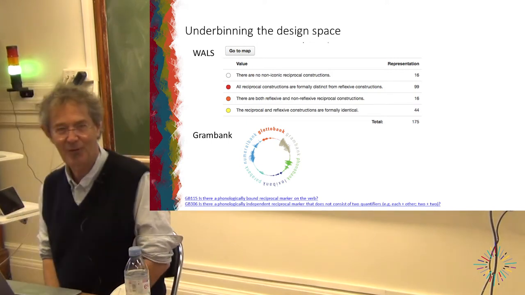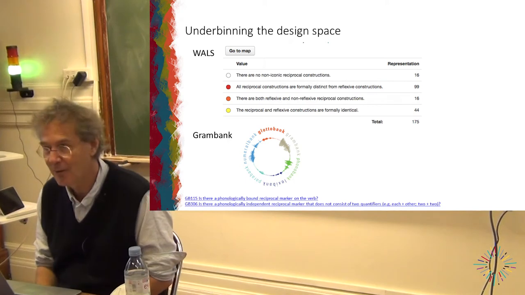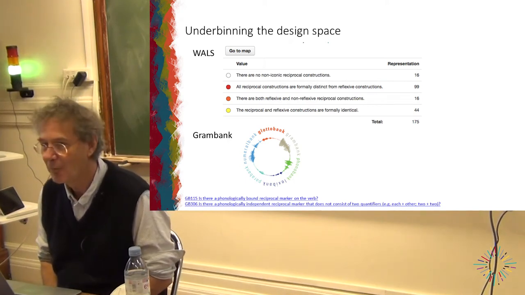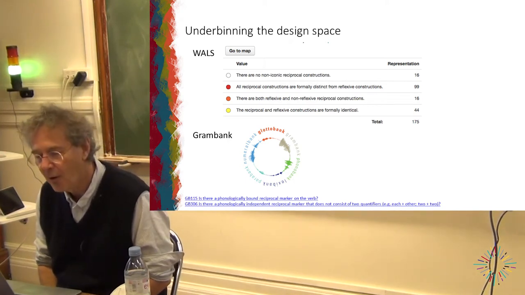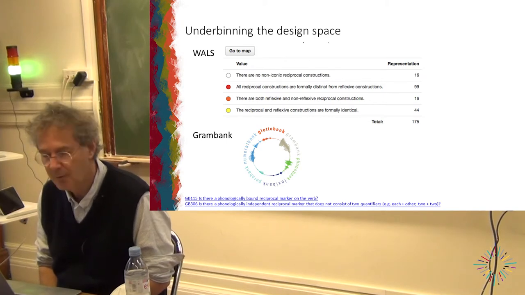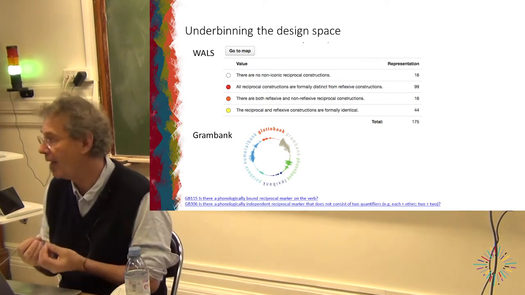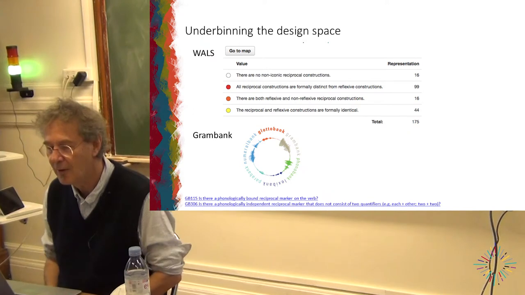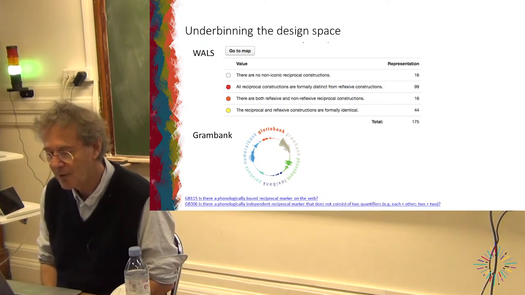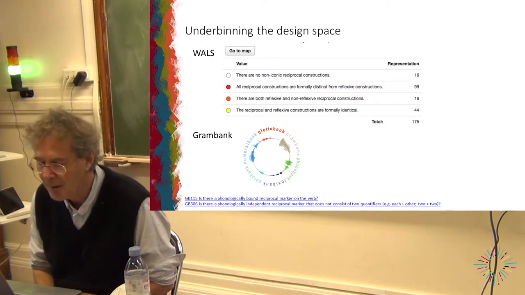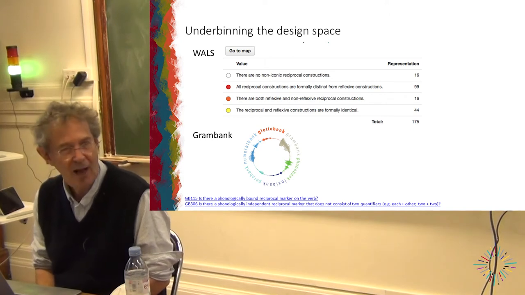I don't want to downplay the significance of that, but I think it's really important just to remind ourselves constantly of how far both these enterprises underrepresent the full extent of linguistic design, the language design space. So I'm going to call this underbinning.